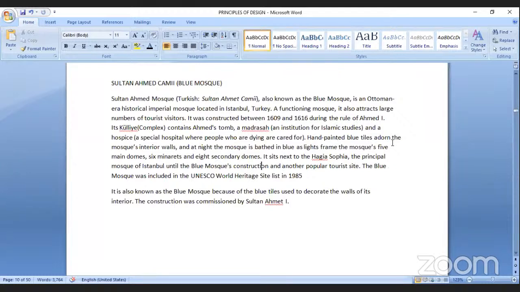Hand-painted blue tiles adorn the mosque's interior walls, okay? And at night, blue lights. That's why it's called Blue Mosque.